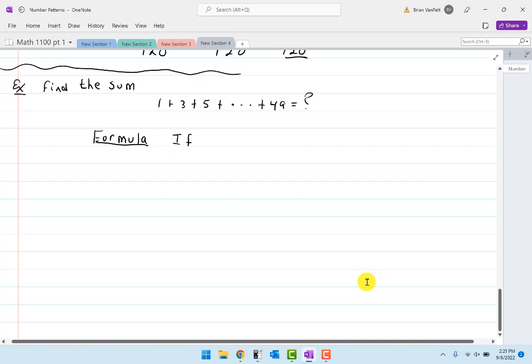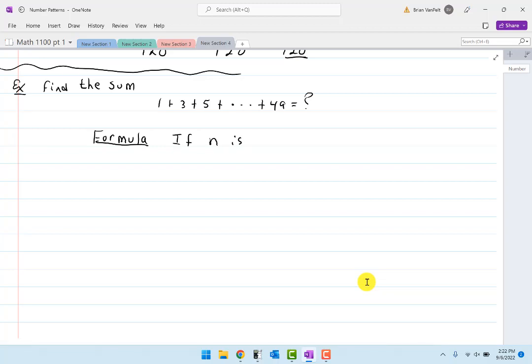If n is odd, then when I add 1 plus 3 plus 5 plus ... plus n, so it's all odd numbers up to n, the formula is this: (n plus 1 divided by 2) squared. Now, if you go to the textbook and try to use their formula, it looks a little bit different than mine, but they are exactly the same formula.